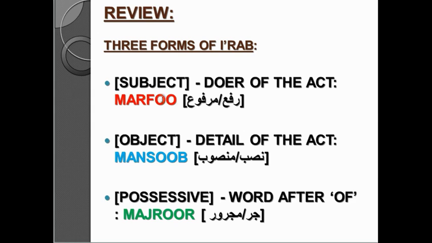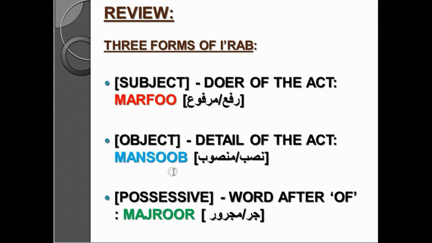Just a little short info. Marfu is the one who does the act. Mansub is everything done by the doer. And Majrur is something after "of". We talked about it in the last video. If you don't remember, it's okay because that was in English. Today we'll do the Arabic.